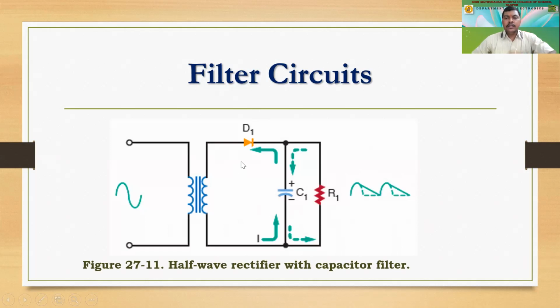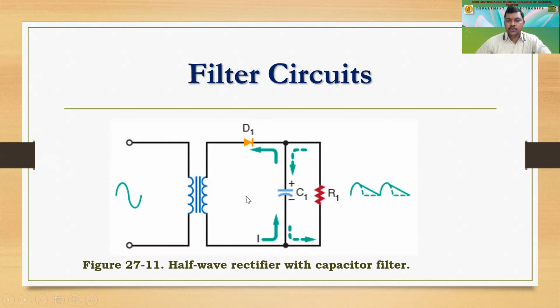So to make it a pure DC, we need some circuit, and for that we can use this shunt type of a capacitor, right? Shunt capacitor, which is connected in parallel to the output load, that is called as shunt, right? So parallel means shunt. So we are connecting this capacitor in parallel, and this works as a filter circuit.